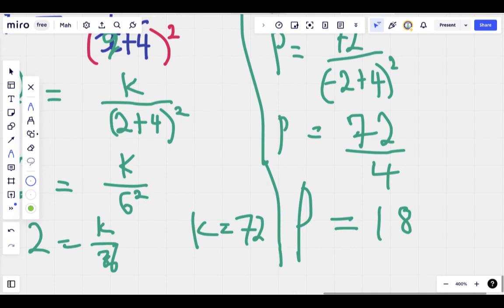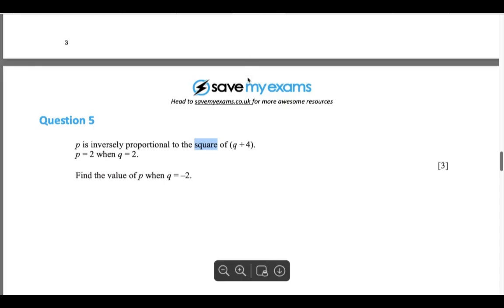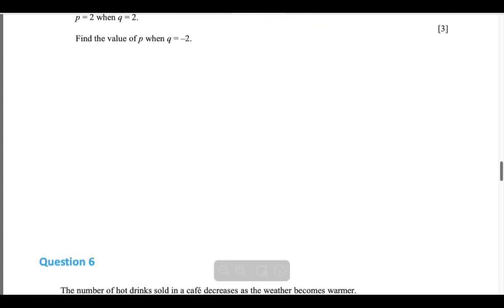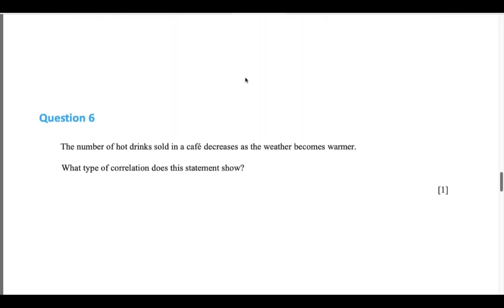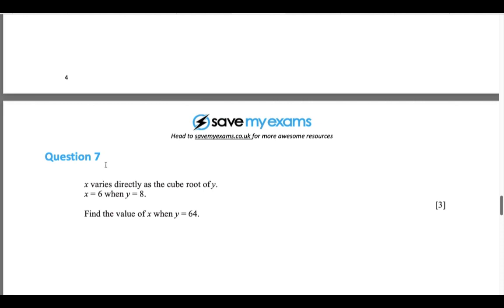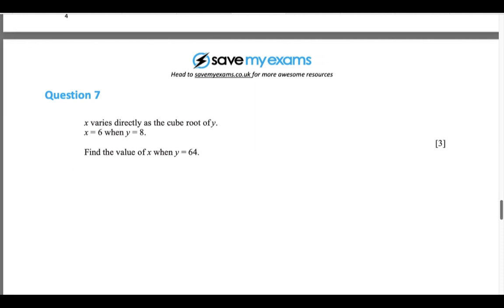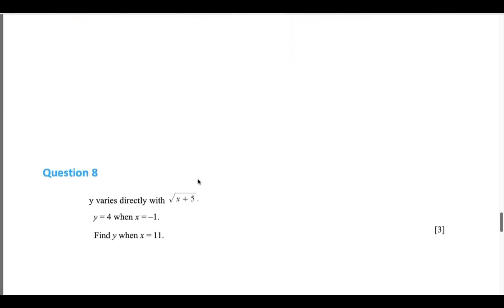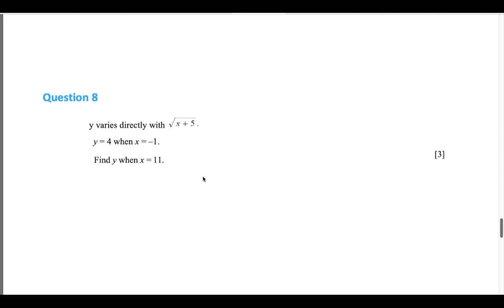Now let's get another question on inverse. Let's see if this one is inverse. The number of hot drinks sold in a cafe decreases as the weather becomes warmer. What type of correlation is it? Okay, this is the correlation statement. Let's look: is it x varies directly? No, we're not looking for direct variation. Y varies directly. Okay, we're looking for inverse.